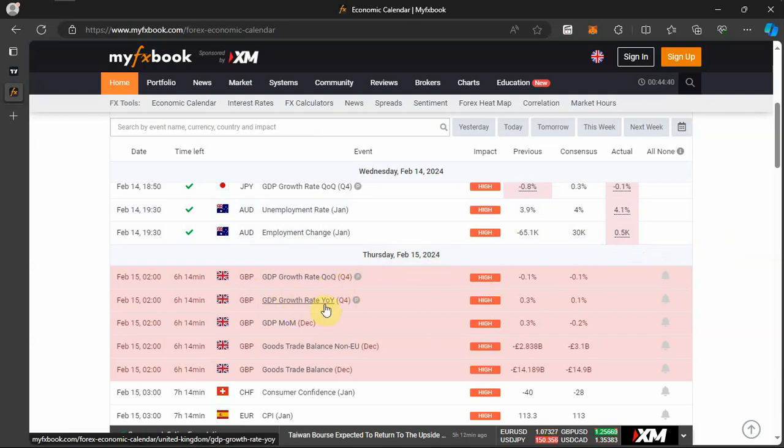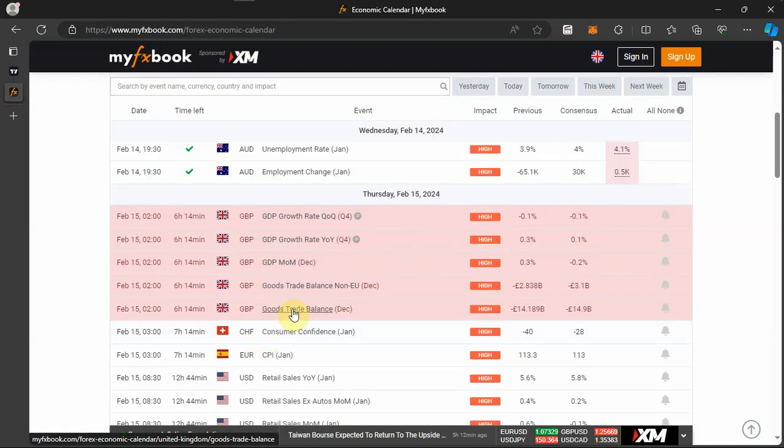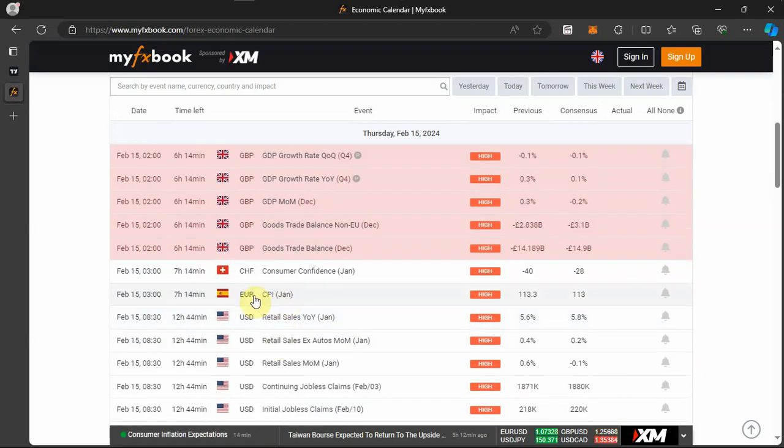and then we have GDP rates year over year so far as the fourth quarter is concerned. We have GDP month over month for the month of December so far as GBP is concerned, and we have goods trade balance for the month of December for GBP. We have the consumer confidence for the month of January for CHF. We have CPI for the month of January for Spain.